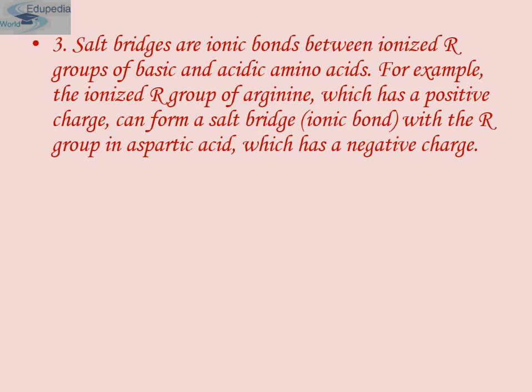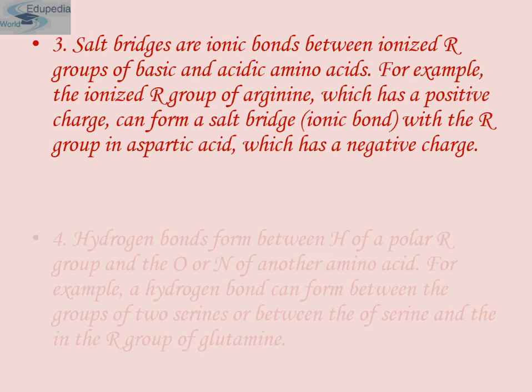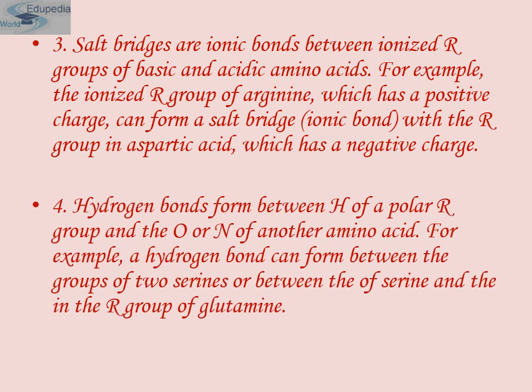Third is salt bridges. Salt bridges are the ionic bonds between ionized R groups, that is alkyl groups, of basic and acidic amino acids. For example, the ionized R group of arginine, which has a positive charge, can form a salt bridge or ionic bond with the R group in aspartic acid, which has a negative charge. Fourth is the hydrogen bond that forms between H of a polar R group and O or N of another amino acid. For example, a hydrogen bond can form between the groups of two serines or between serine and the R group of a glutamine.